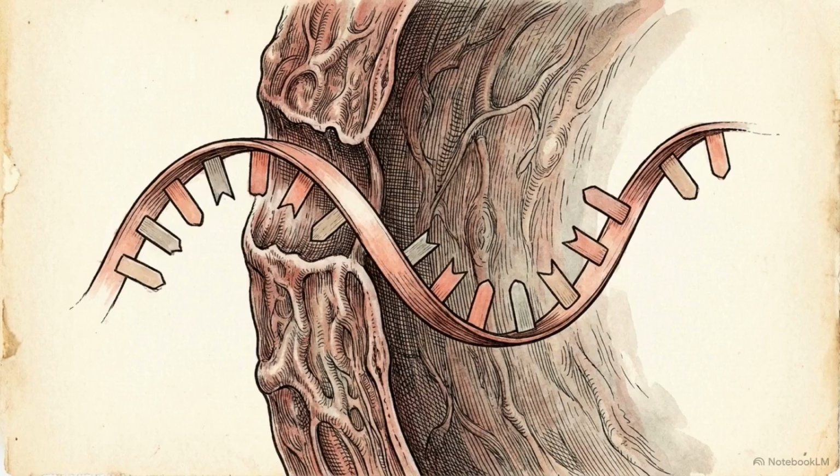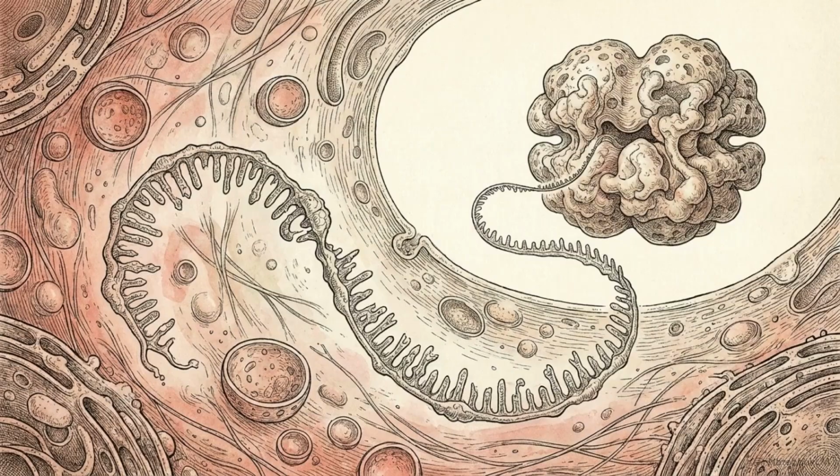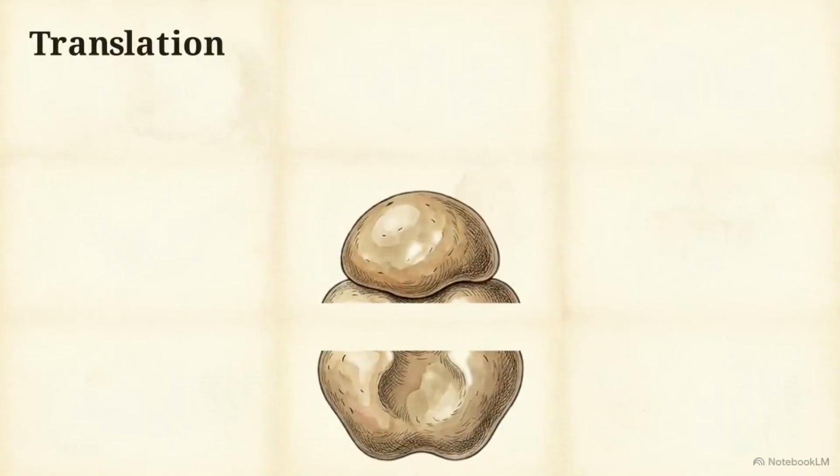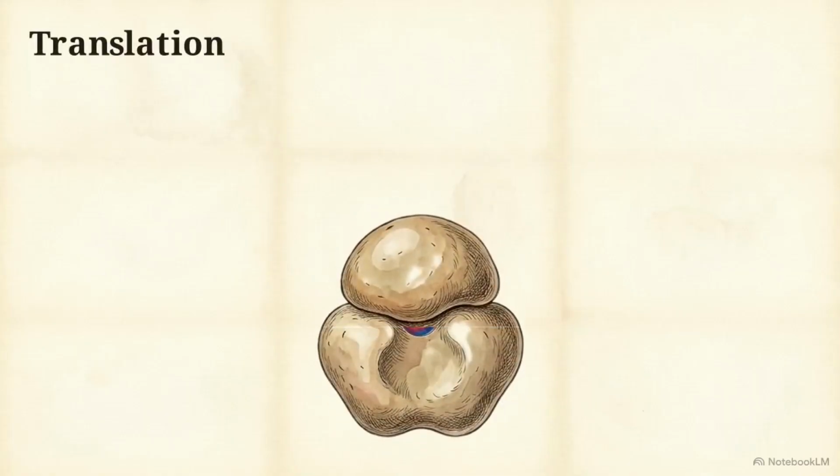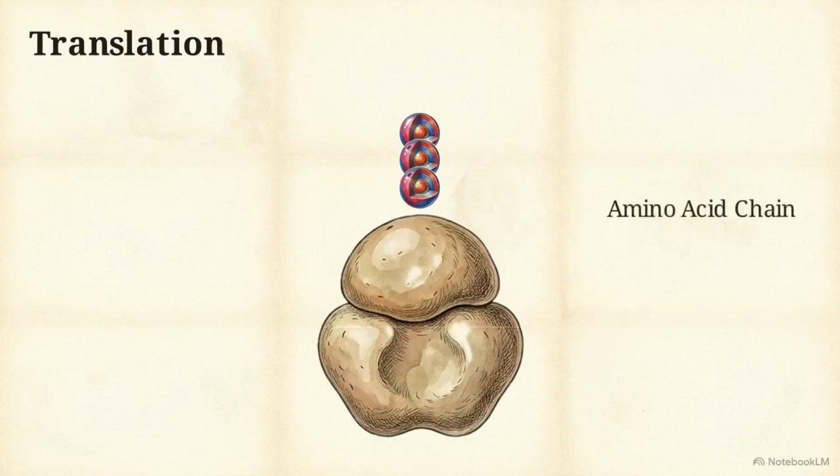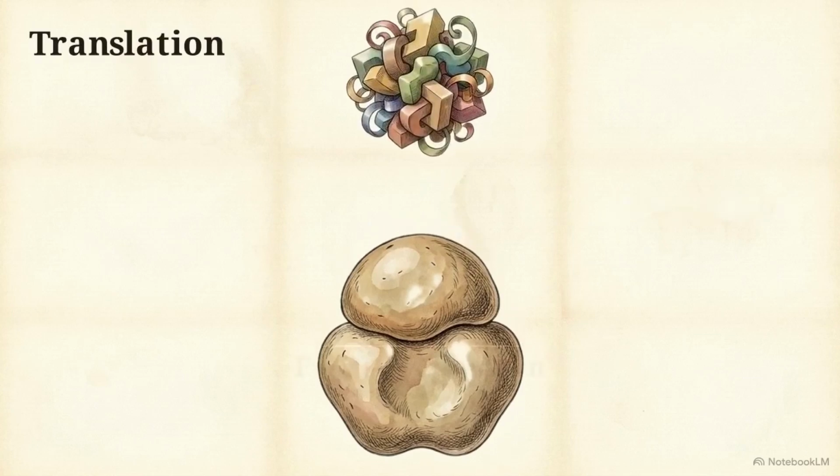Once the copy is synthesized, the mRNA leaves the nucleus and migrates out into the cytoplasm to seek out the cell's active manufacturing centers, which are called ribosomes. Here we see the second step, translation. As the mRNA feeds linearly through the ribosome, the complex reads the code to assemble a precise chain of amino acids, which fold into a specific 3-dimensional shape.